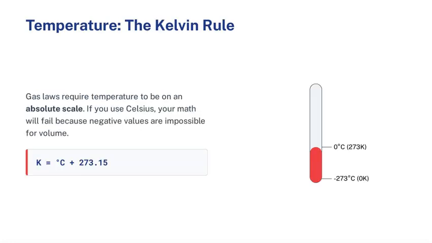Okay, so Kelvin. In order to find Kelvin using Celsius, you take whatever Celsius temperature you have and you add 273.15. And if you ever get to 0 Kelvin, it's called absolute zero, and that's where no molecules are moving at all.